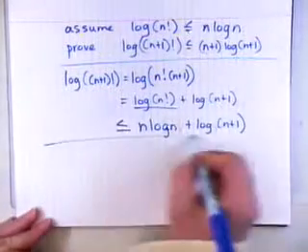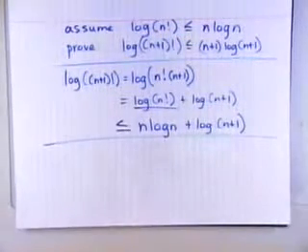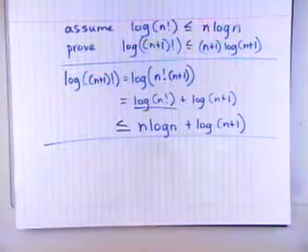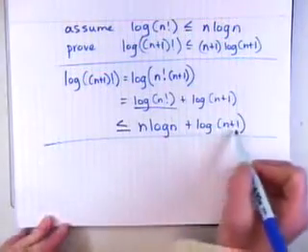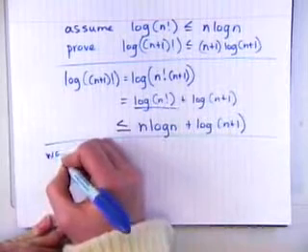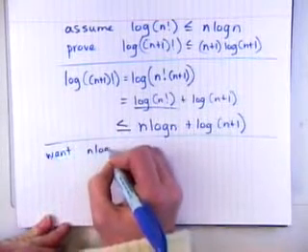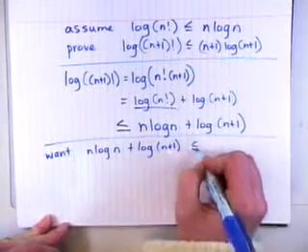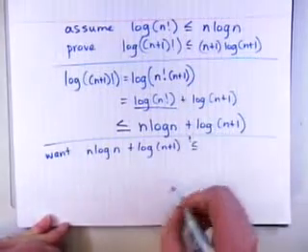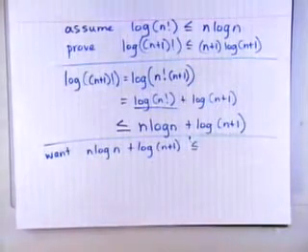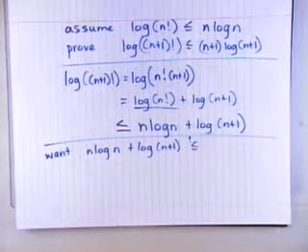Now at this point, I have to do my little magic step, and what's that? The magic step is saying that I want this to be less than the right-hand side of what I wanted to prove. So I'm going to write: want n log n plus log of n plus 1 to be less than or equal to. So I don't know if this is true or not. Sometimes I put a little question mark over the less than or equal to, so I know that I haven't proved it yet.